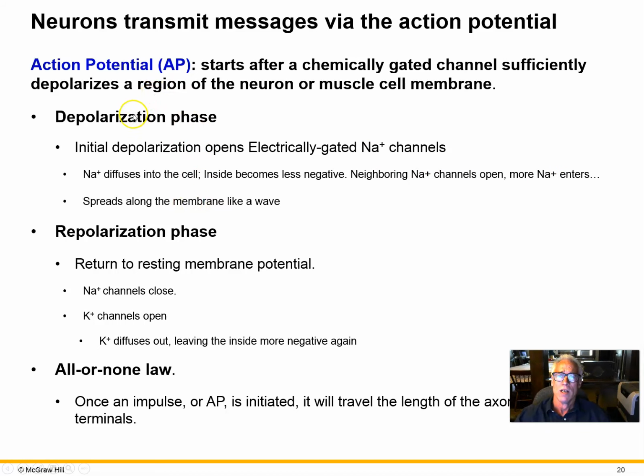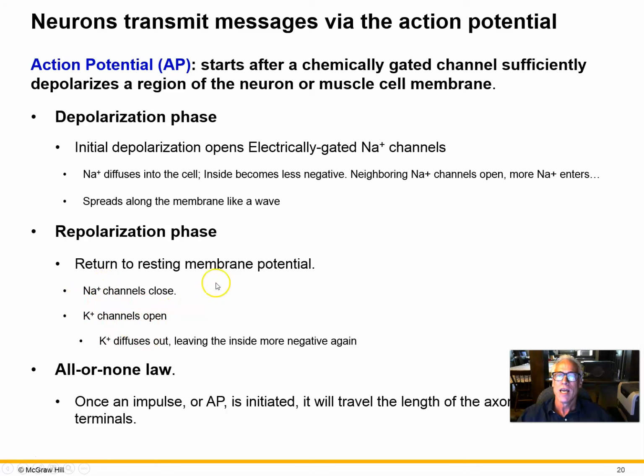Once you trigger this impulse or action potential, it'll spread across the entire membrane to the very axon terminals or across an entire muscle cell membrane, and nothing can stop it. Well, before long, the sodium channels close. They only stay open for a few milliseconds, and around that time, potassium channels start to open.